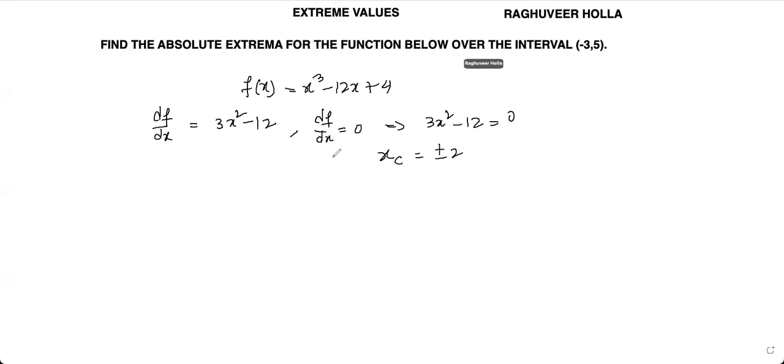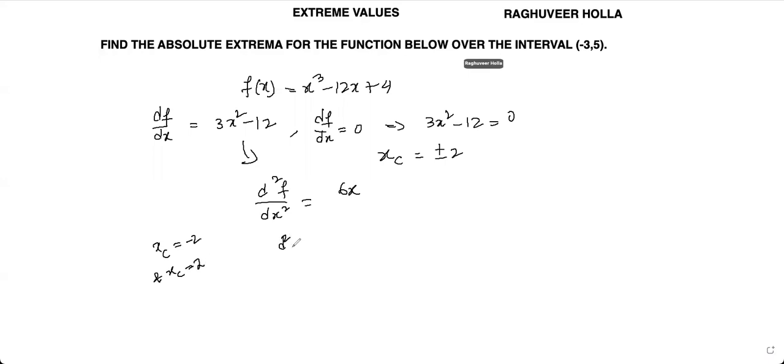Now take the second derivative of this. Okay, so that is d square f by dx square. Substituting, we get 6x here. Now, next thing is to evaluate the second derivative at xc as minus 2 and xc as plus 2.